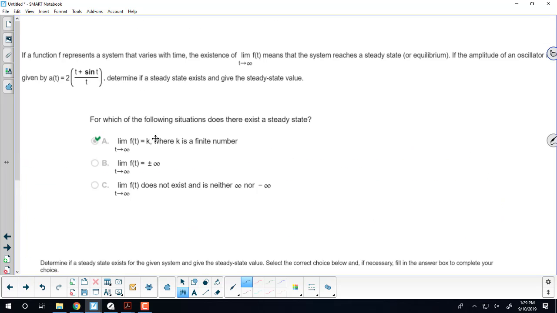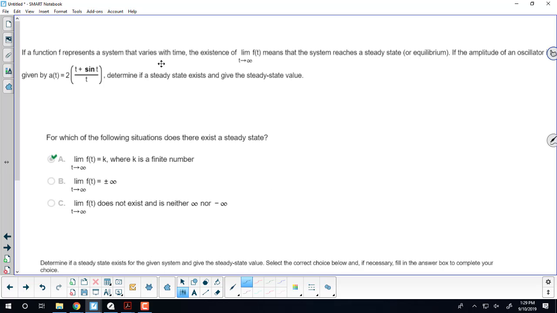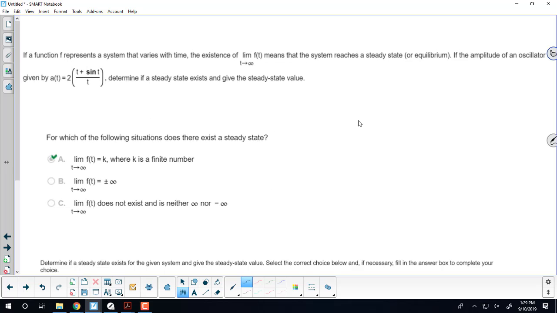Hopefully that's still legible. So we have this function (2t + sin t)/t, and it represents a system that varies with time. The existence of the limit at infinity on this function of t, on any function of t, means that there is a steady state or equilibrium.